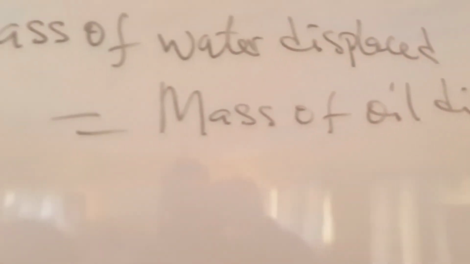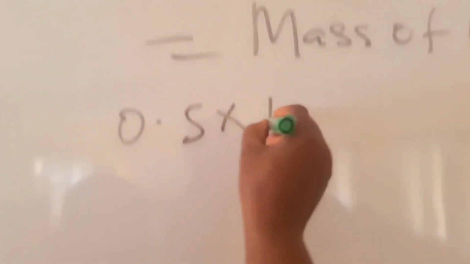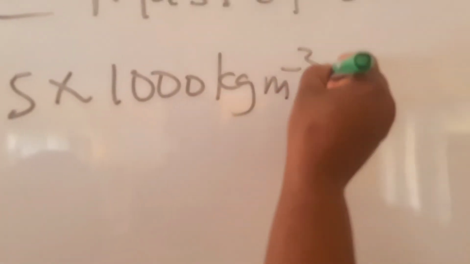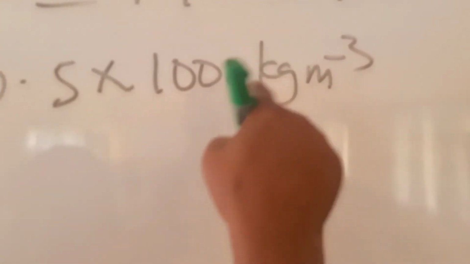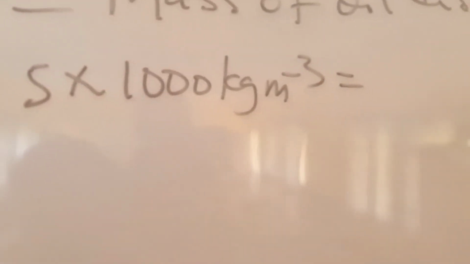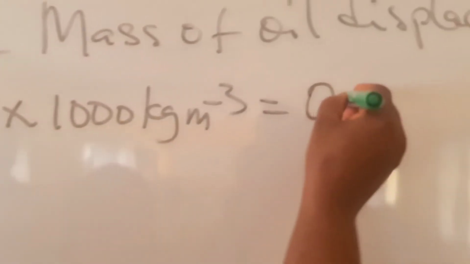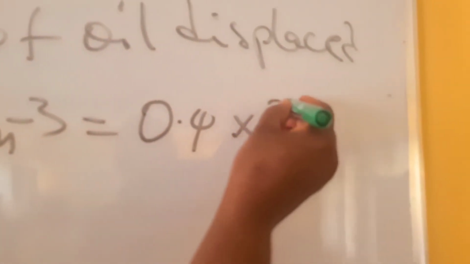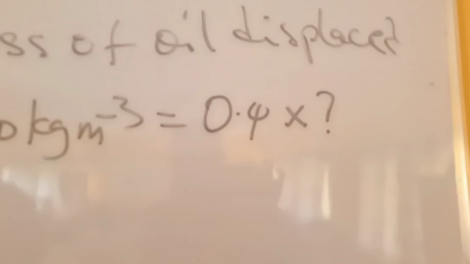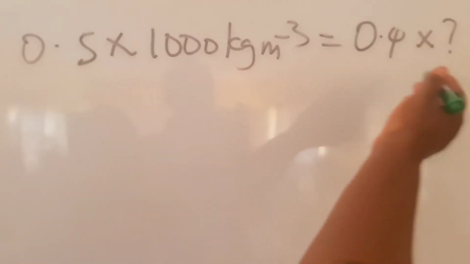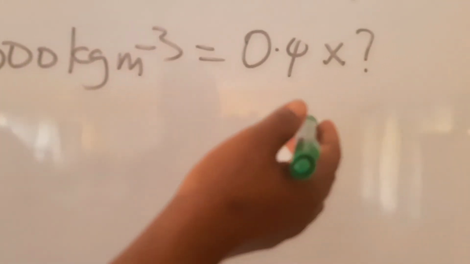And this will give us the mass of water displaced as 0.5 times 1000 kilogram per cubic meter. That is, mass of water displaced is equal to mass of oil displaced, which is 0.4 times, we are looking for the density. The density is unknown. Then we make the density of oil the subject of the formula.